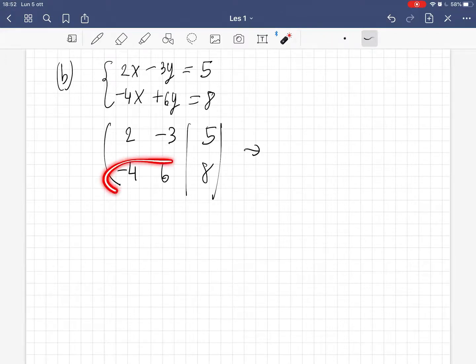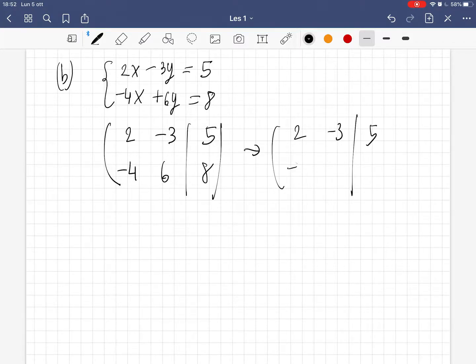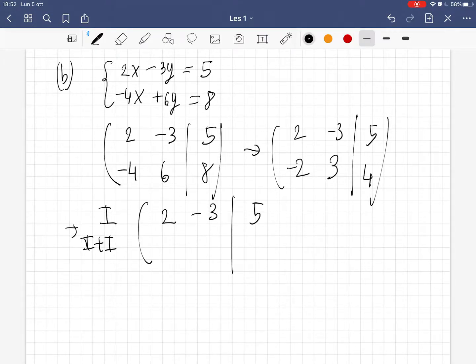Okay, so what we can do here is multiply the second by 1/2, just divide by 2 if you want, so that you get 2 minus 3 5, and this is now minus 2 3 4. Okay, and now you can do as before. The first you keep, and you replace the second one with the sum of the second and the first, and this is an allowed operation, as you know. So you get 2 minus 3 and the 5 here, and then you get something strange now, namely this is a 0. This is a 0. You make the sum, just the sum. You get 0 0 and a 9 here.